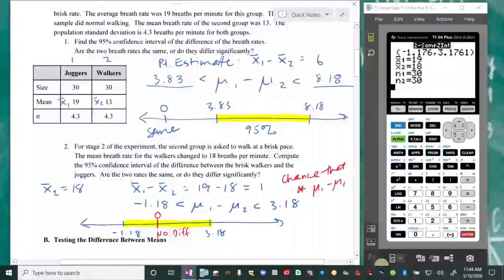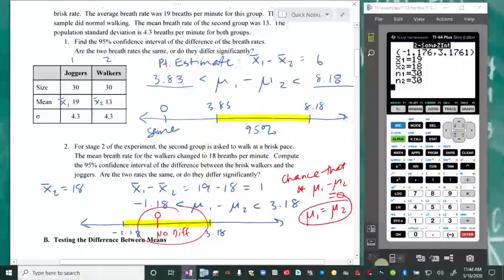Mu1 minus mu2 equals 0, or that the breath rate for the joggers is equal to the breath rate of those brisk walkers. So I can use the confidence intervals to also answer these kinds of questions. Do they differ significantly? In number 2 with the brisk walking, no, they don't differ significantly because I found that 0 was inside of my interval.